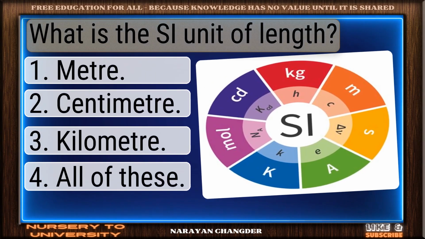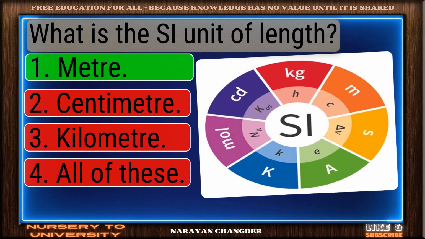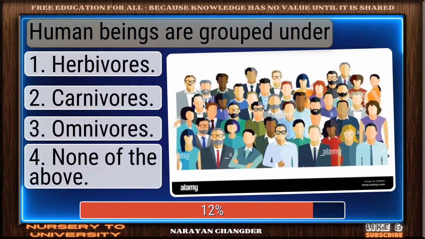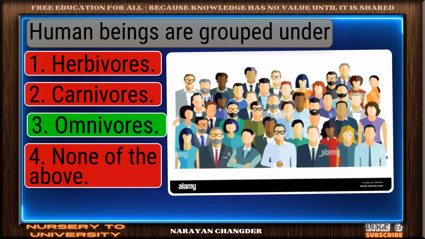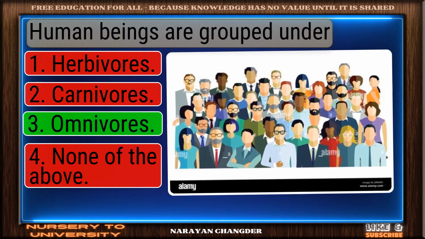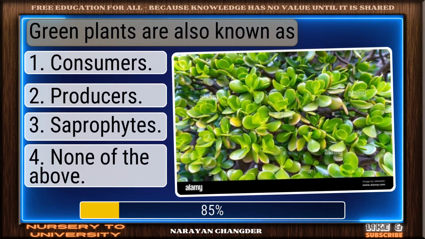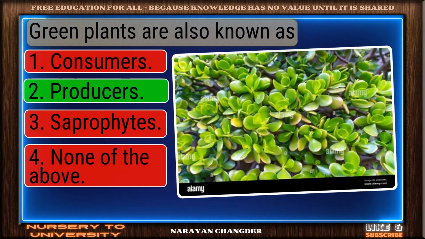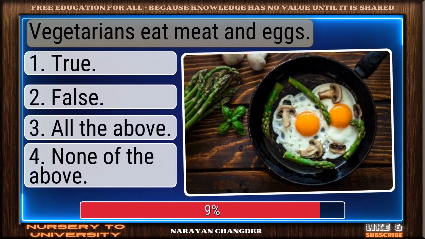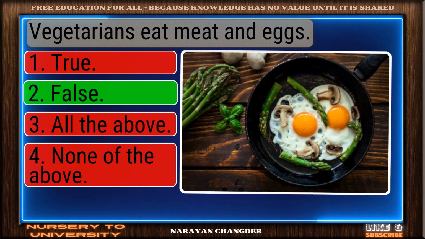What is the SI unit of length? Good job. Your answer meter works well here. Human beings are grouped under. Nice work. You chose omnivores and it is correct. Green plants are also known as. Right choice. Producers is the best answer. Vegetarians eat meat and eggs. Excellent choice. False is the right answer.